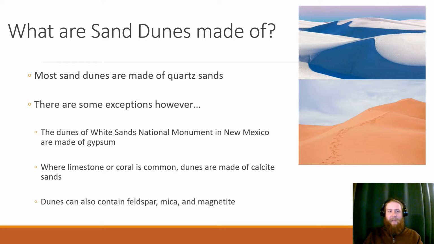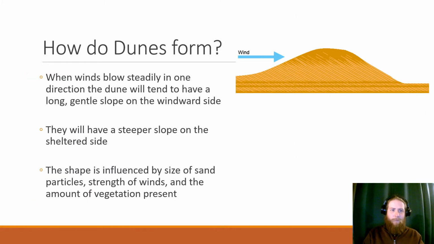And then the bottom sands here, these are when we have limestone or coral. These are calcite sands. They're a little more pink than your regular sand color. And dunes can also contain feldspars, micas, and magnetite. And all of these have a different effect on the color of the sand dunes.